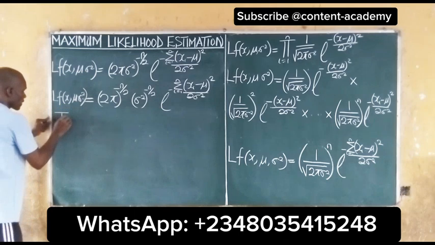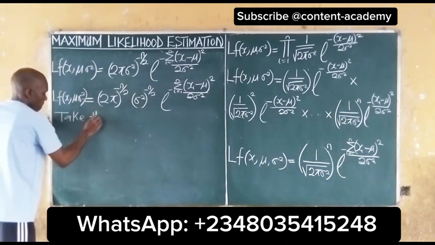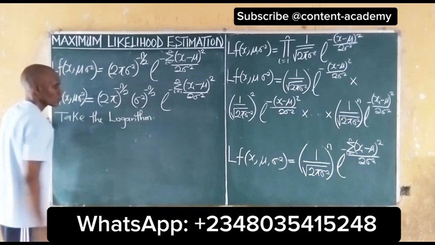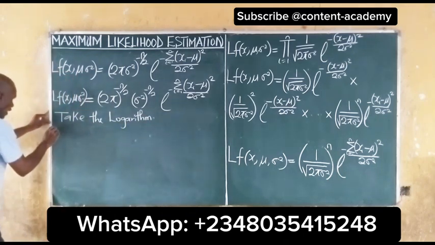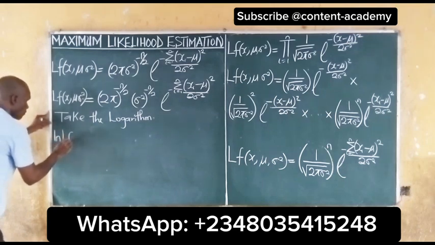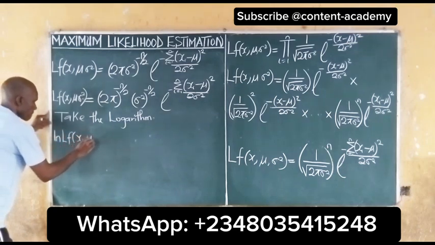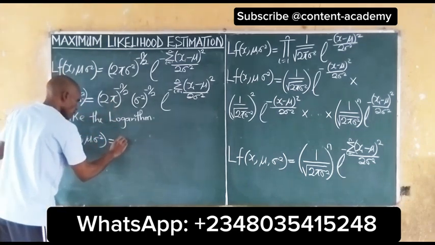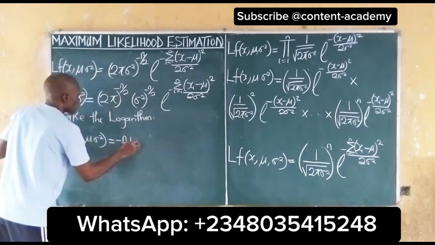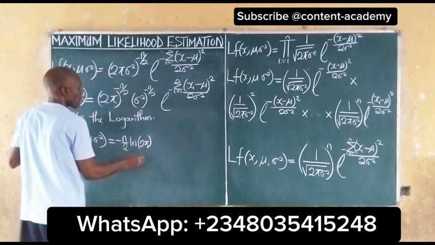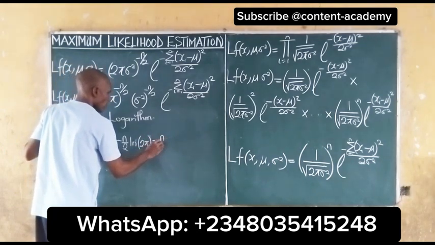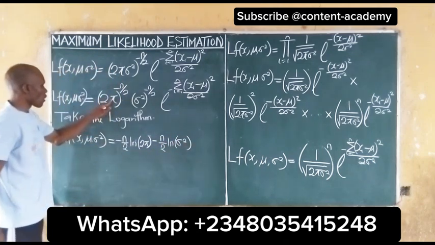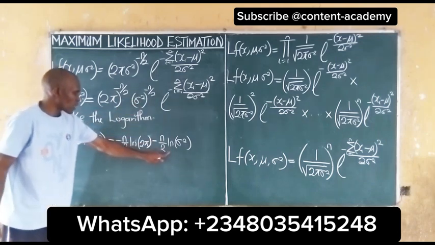So we can take the logarithm. We have f of x, mu, sigma equal to, if you take the log of this, negative n all over 2 times log of 2 pi, minus n all over 2 times log of sigma squared. So if you take the log of this, you get this.